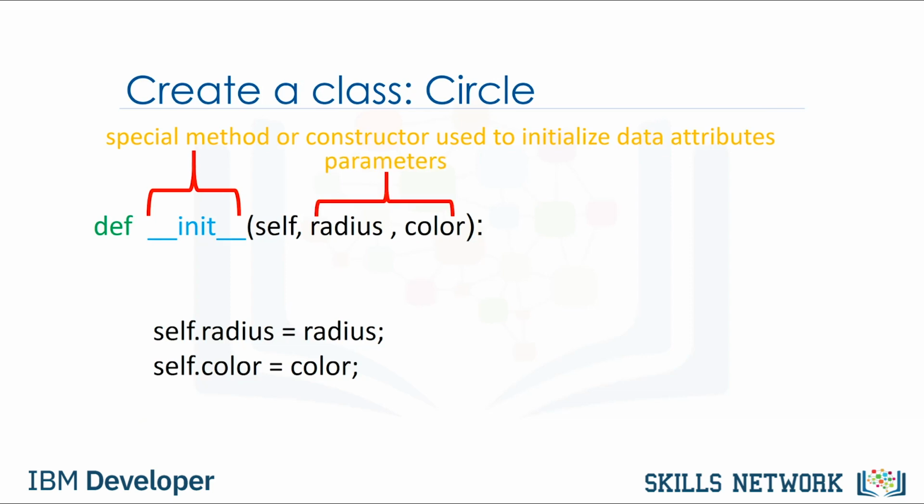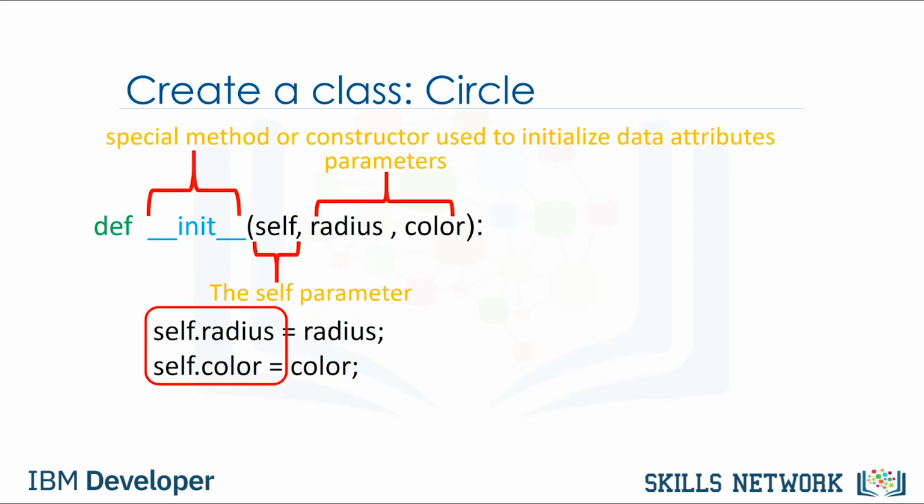The radius and color parameters are used to initialize the radius and color data attributes of the class instance. The self parameter refers to the newly created instance of the class. The parameters radius and color can be used in the constructor's body to access the values passed to the class constructor when the class is constructed.